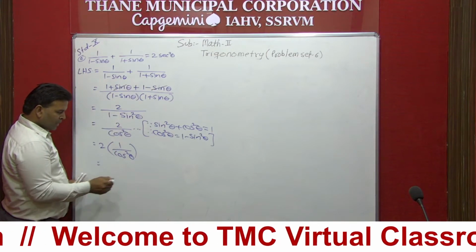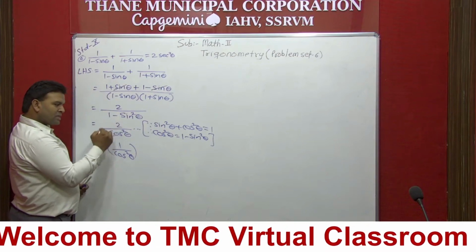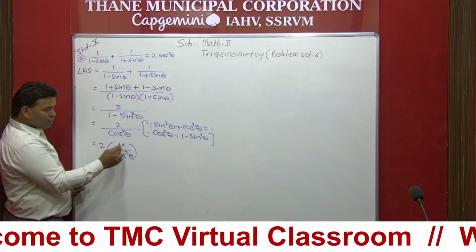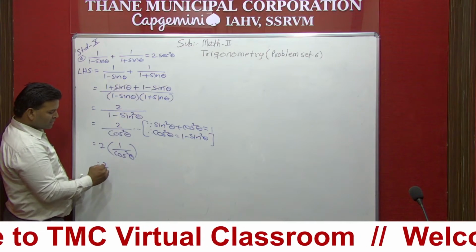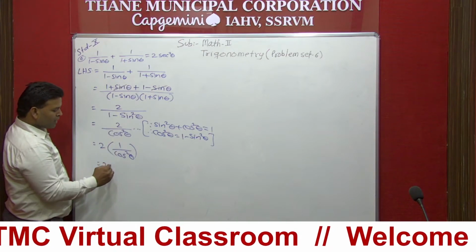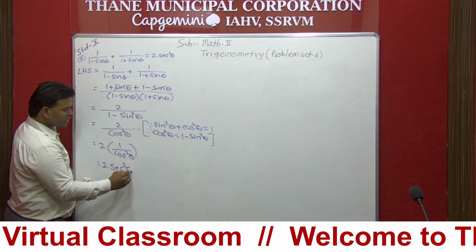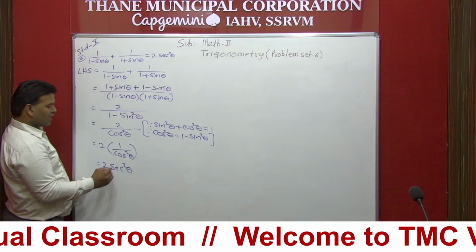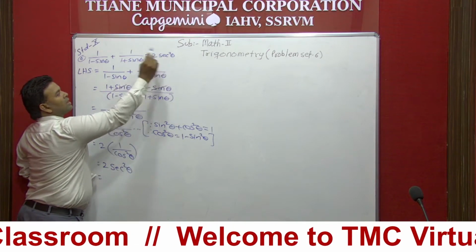Now here 2 into 1, we will get the same step. So 2 as it is. 1 upon cos square theta is nothing but what? Sec square theta. And finally this is our right hand side.